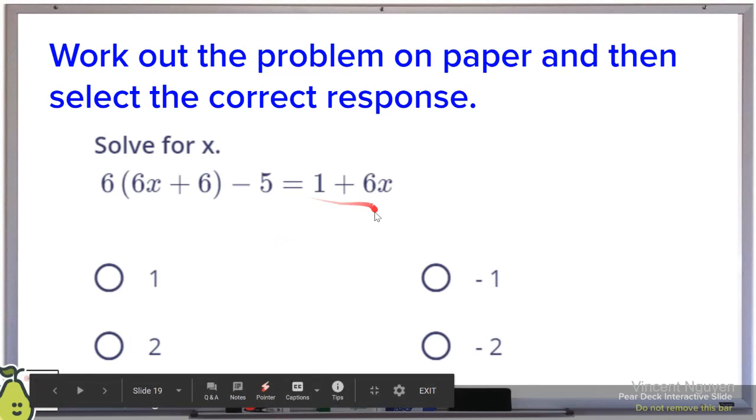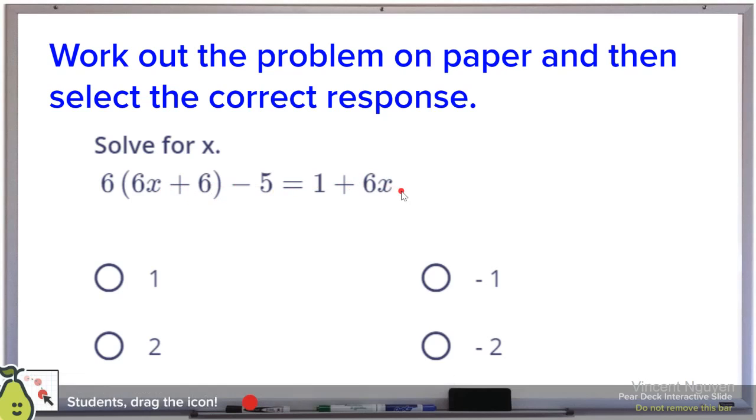This one is a long one too. Distributive property, combine like terms, variable on both sides. So let's take a look at this. We have 6 times 6 is 36 plus 36 minus 5 equals 1 plus 6x. And then we take 36, we subtract 5, we get 31, right? And then here we have 36x. And then we subtract the 6x to get 30x.